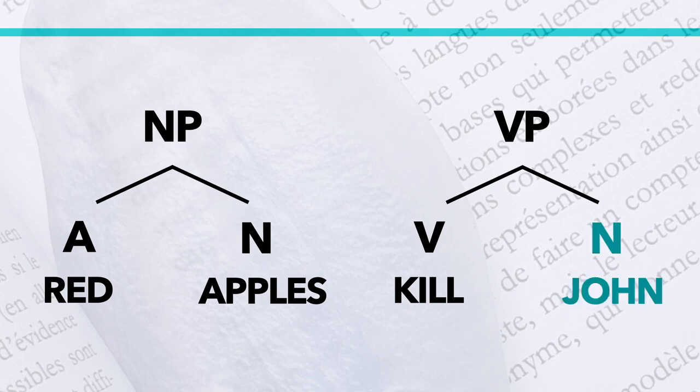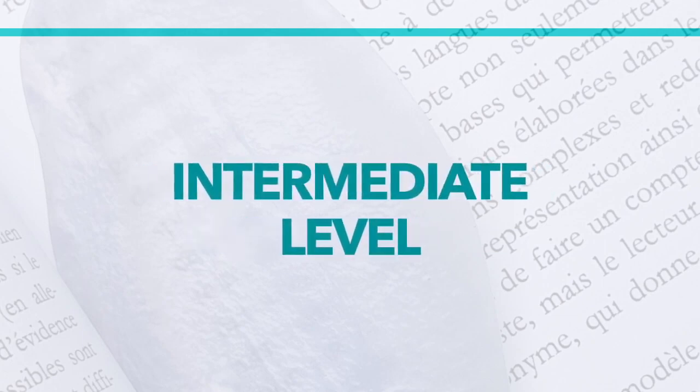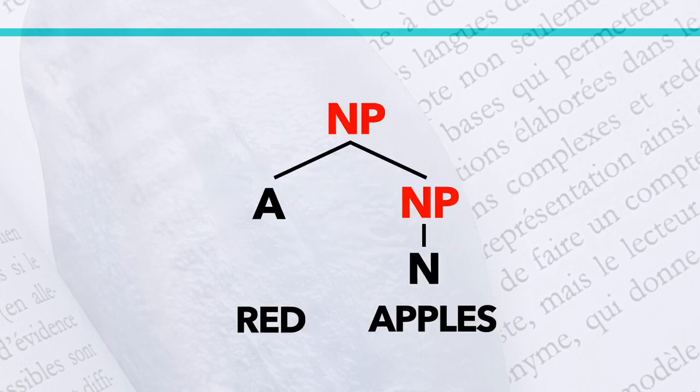However, although John is the complement of the verb kill, is the adjective red the complement of the noun apples? No. Therefore, in order to distinguish between complements and adjuncts, we need intermediate levels. Well, then what should the intermediate levels be like? Let's suppose the intermediate levels are NPs. In this case, the adjunct red and NP apples combine to form the same structure, not a bigger structure. Therefore, we can distinguish between complements and adjuncts. However, another problem arises. We cannot distinguish between specifiers and adjuncts.